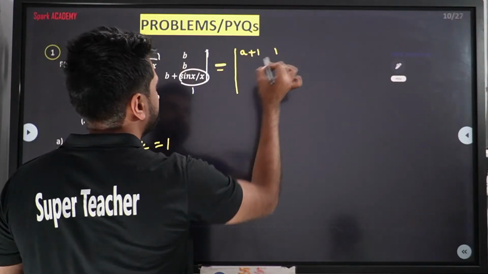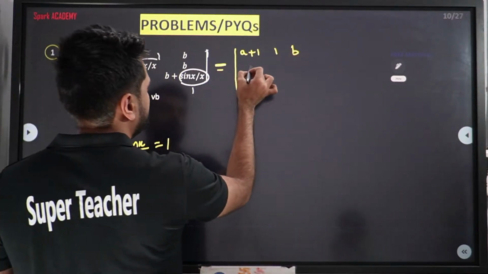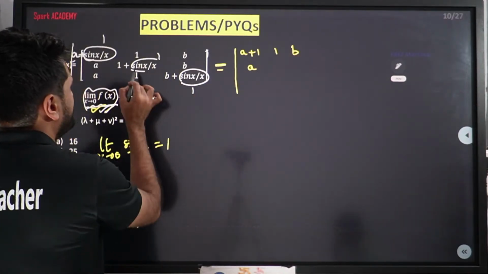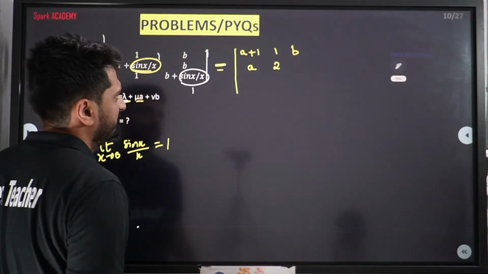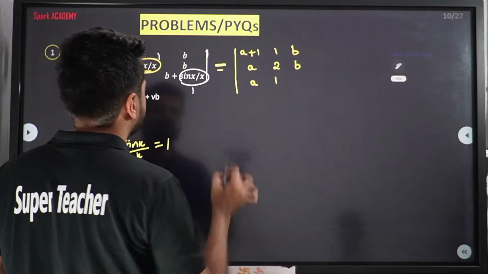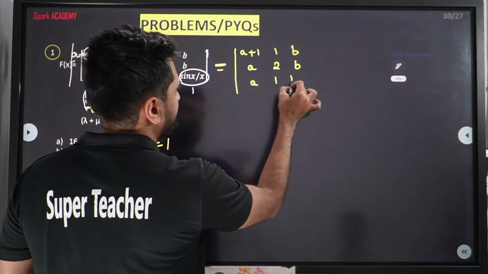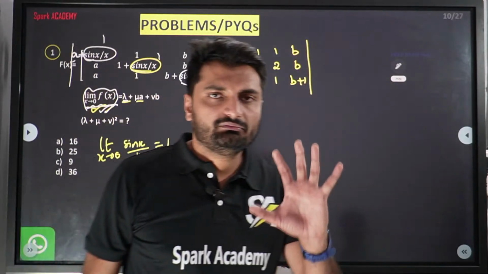This is 1 and this is b. This is a. Sin x by x we know that is 1. 1 plus 1 is nothing but 2. This is b, this is a, this is 1. This you can write as b plus 1. So we got the determinant.